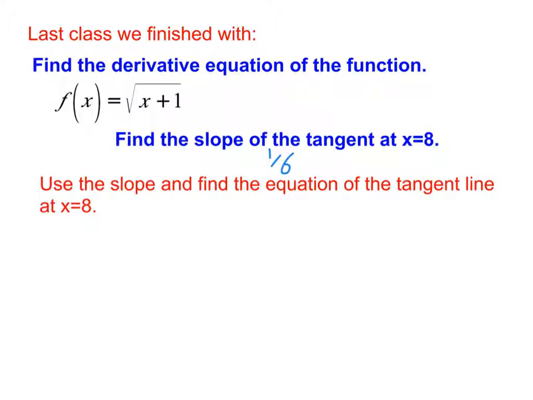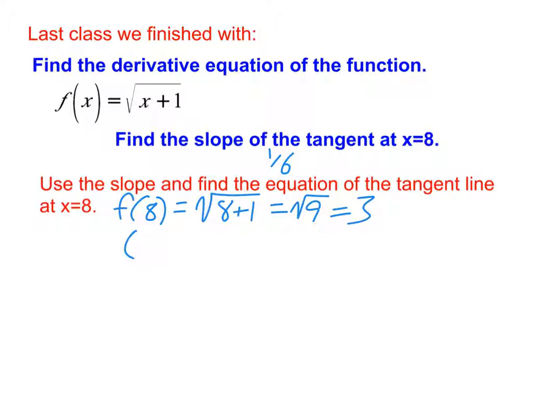It does equal 3. Now, how would I know that? I'm just trying to figure out what f of 8 is. And so we do the square root of 8 plus 1, which gives us the square root of 9, which is, of course, 3 then, yes. So that tells me that this point is going to be 8 comma 3, and we know we have a slope of 1/6, so please write the equation of the line that goes through that point with that slope.